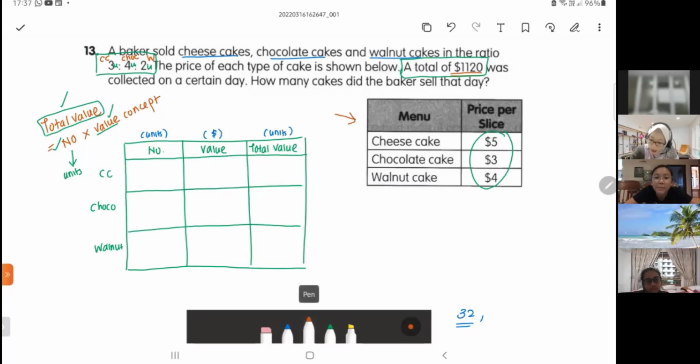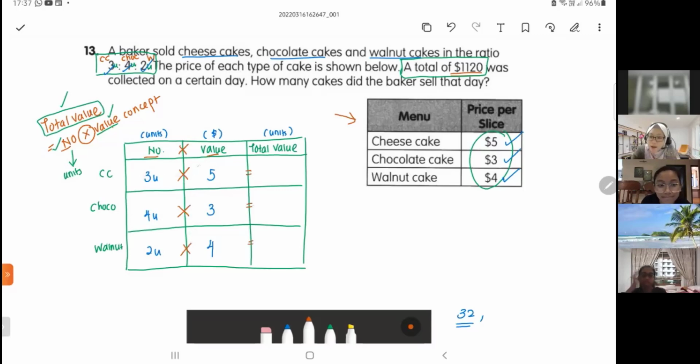Okay. All right. Now I'm ready to put the information into the boxes. So the number of cheesecake, 3 units. The number of chocolate, 4 units. The number of walnut, 2 units, right? The value is this one, right? The value of cheesecake, $5. The value of chocolate cake, $3. The value of walnut cake, $4. Now we are going to do this. Number times value, number times value, number times value, okay?